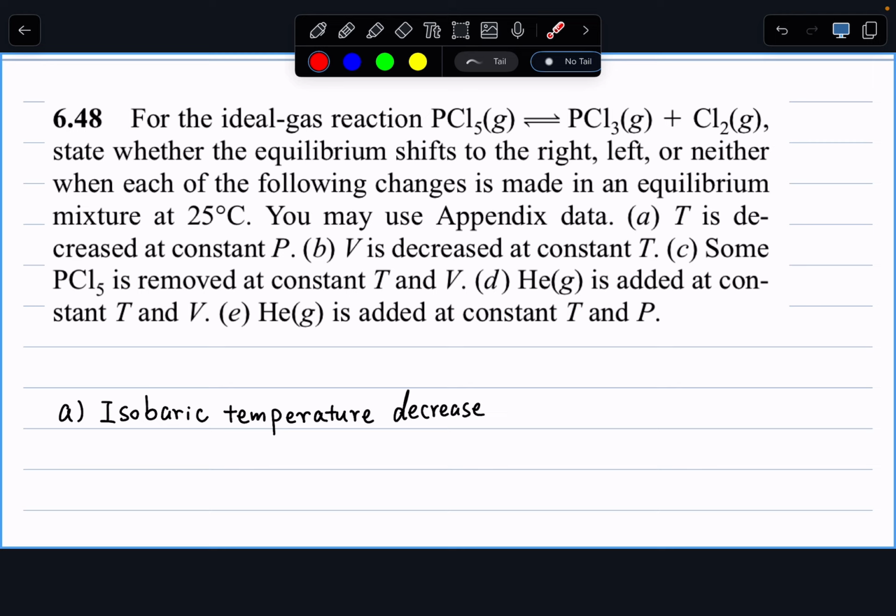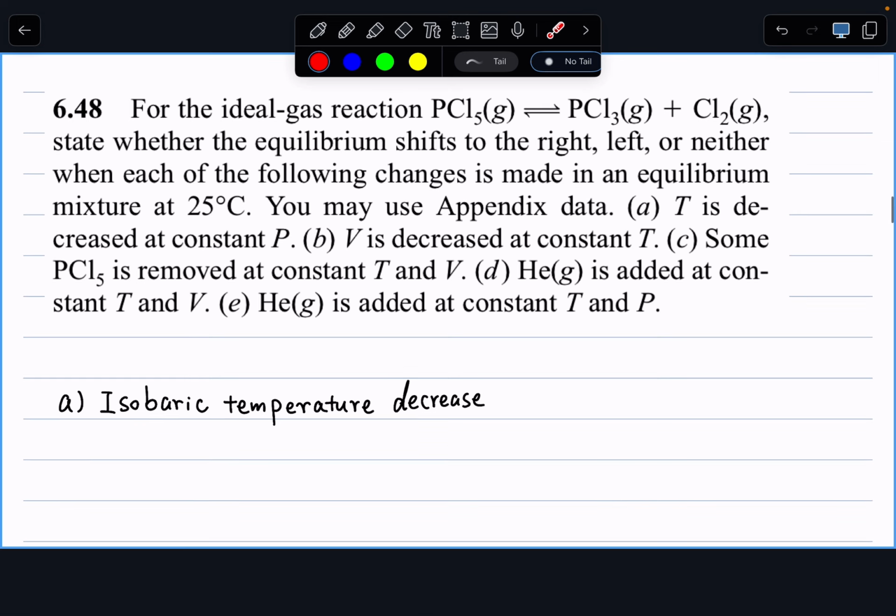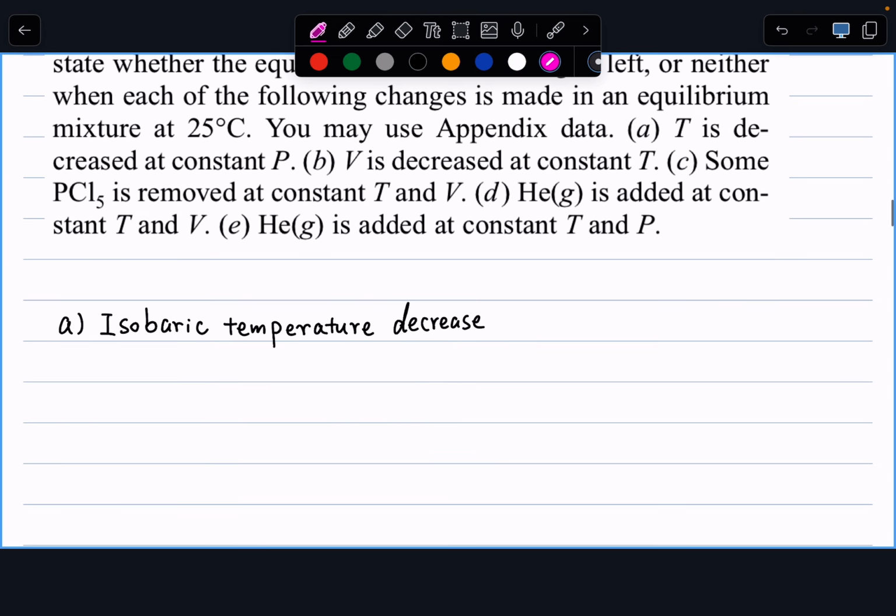And let's see, how do we use this information to quickly solve the question of predicting the shift of equilibrium constant? First question: temperature is decreased at constant pressure. So I just write it as isobaric temperature decrease. It's isobaric, my pressure is not changing. We're not adding any reactant or product into our mixture, so my Chi is not changing. So we can write down my QP not changing.